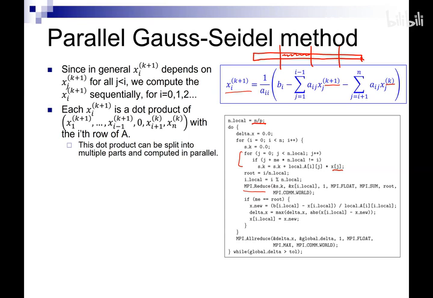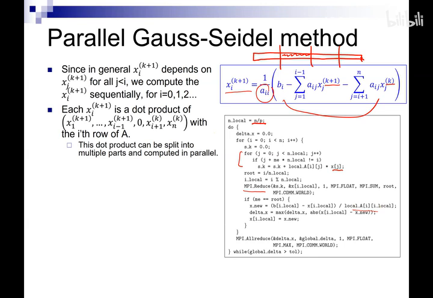So this is going to reduce onto this root process, and the root is going to change depending on which iteration we're talking about. And then this root process is going to get this entire sum over here, and then it's just going to divide by a_ii over here. And that is going to be the new value for x of k plus 1 sub i.